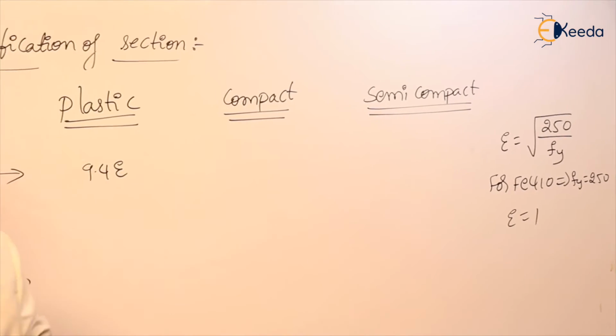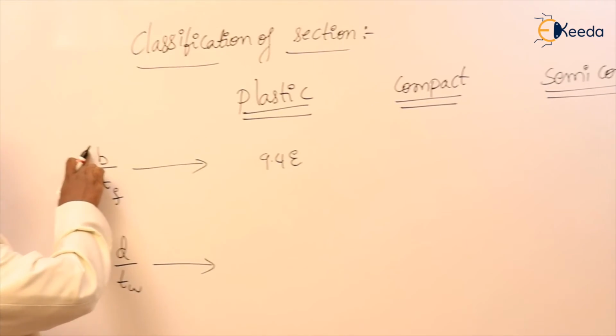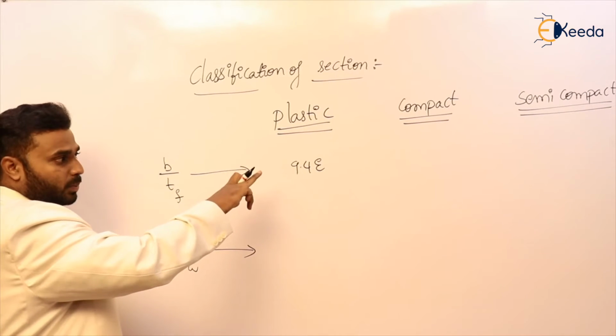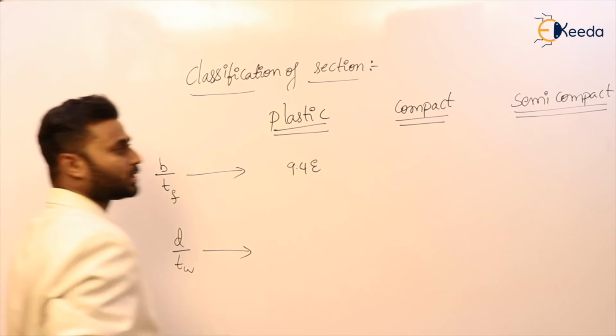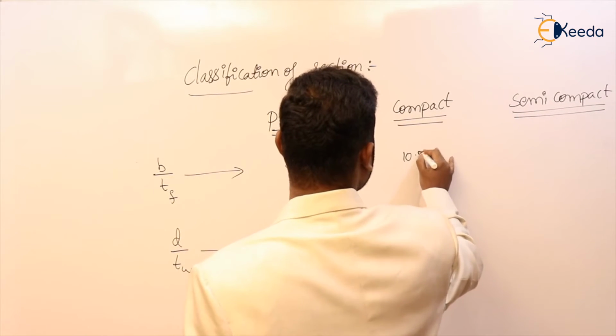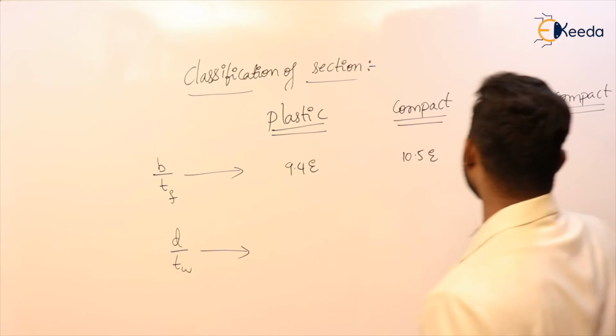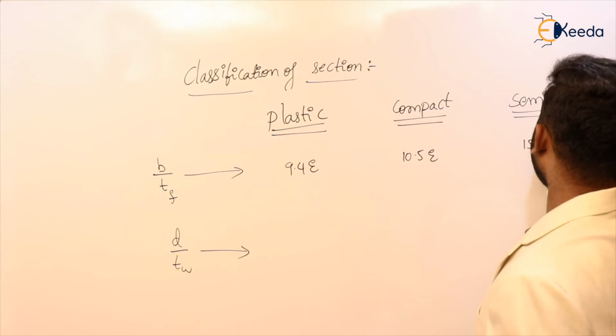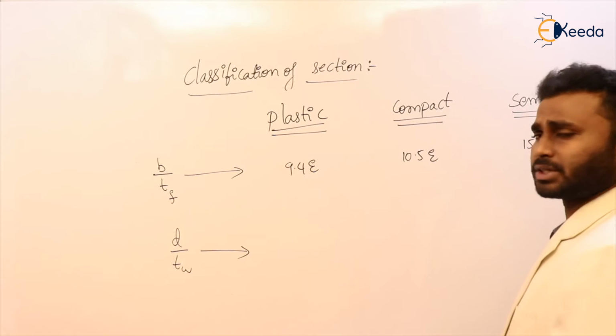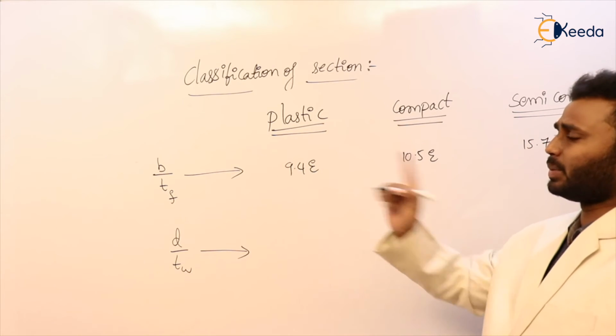Now if that ratio, the outstand to the thickness of the flange, is 9.4 epsilon, then it is a plastic section. If it is 10.5 epsilon, then it is a compact section. If it is 15.7, it is a semi-compact section. That is the ratio of B by TF.